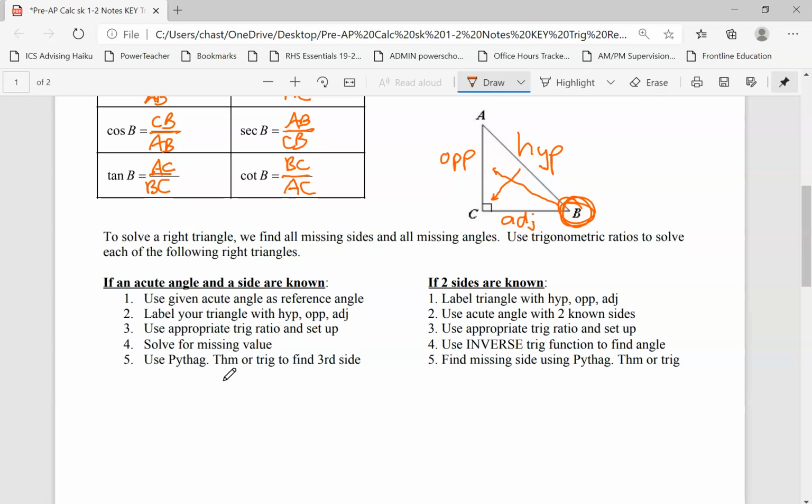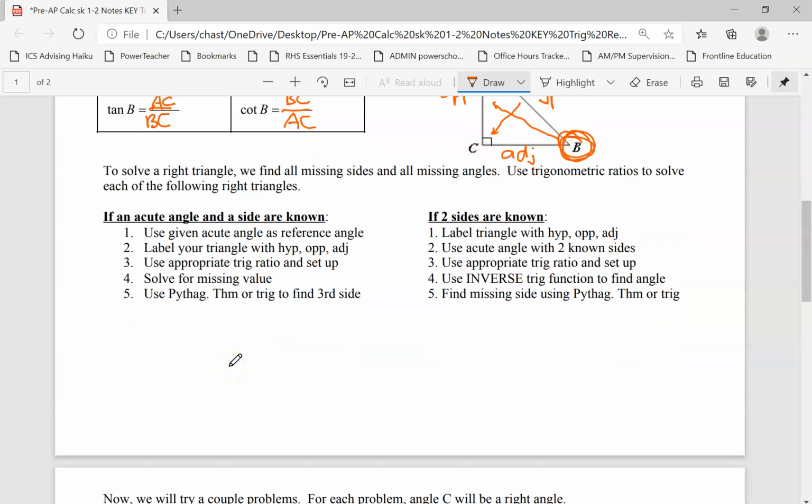Anyway, to solve a right triangle, we are going to be finding all the missing sides and all the missing angles. Okay? With a triangle, we have 3 sides and 3 angles. So when we solve a right triangle, we will end up knowing information about all 3 angles and all 3 sides. In some cases, we'll have to use trigonometric ratios, which I call trig ratios, to solve each of them. I've given you some steps here on what to do if you have an acute angle and a side that are known.